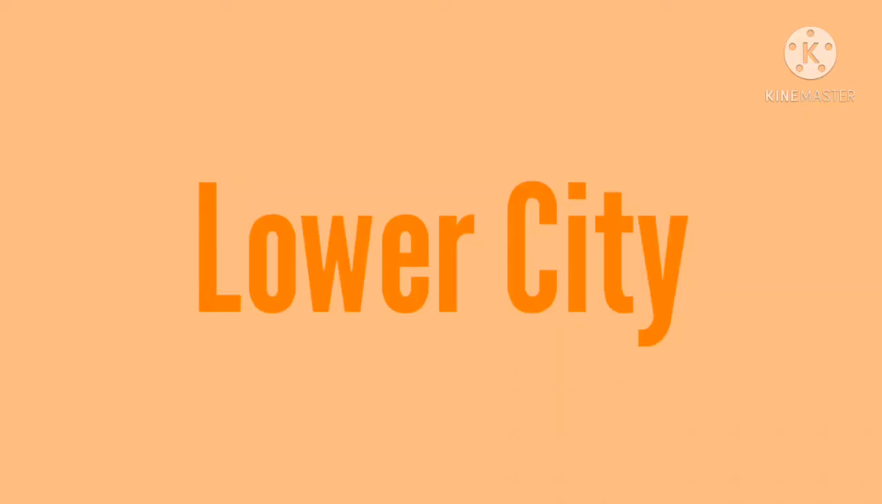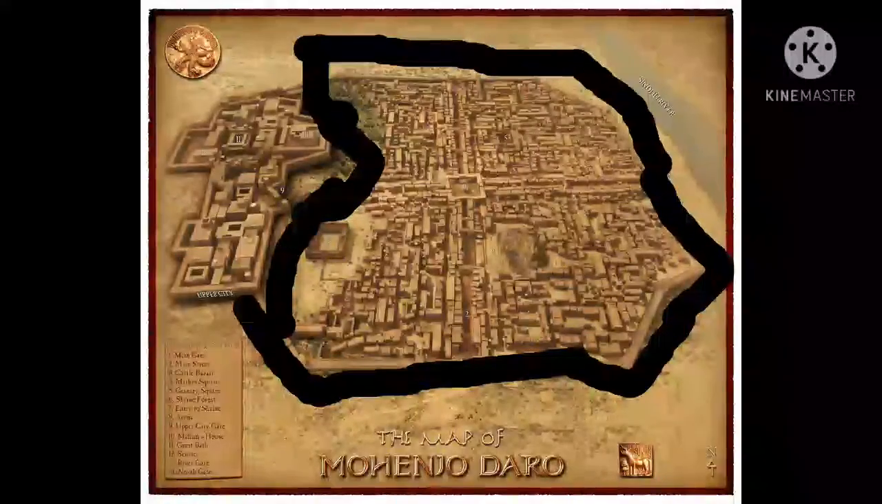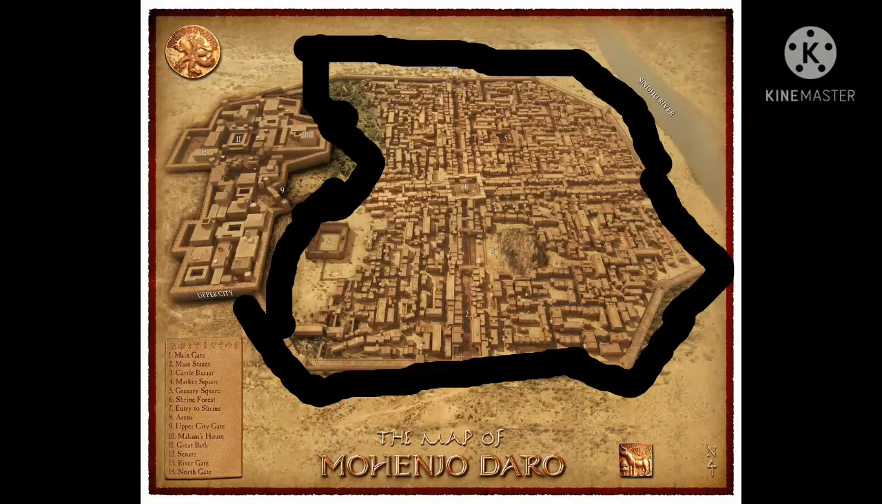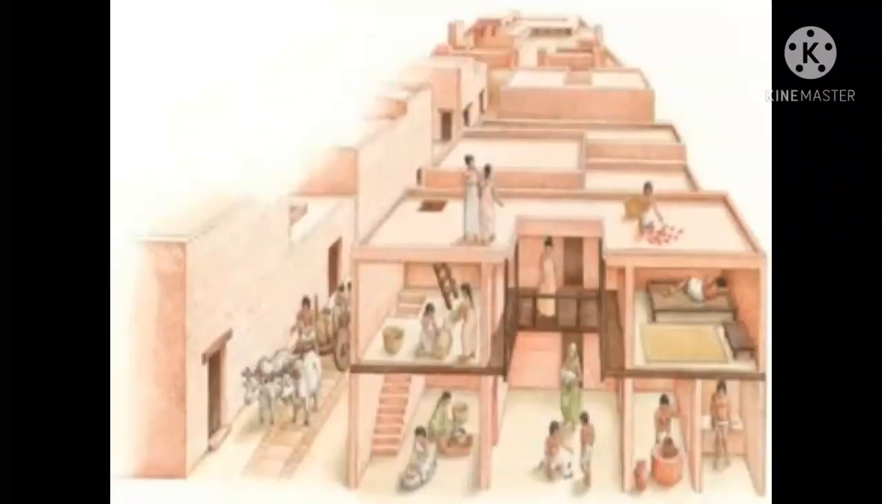Now we are going to see the lower city. As you can see, this is the border of the lower city. It took 80% of the city. It had mostly houses and streets.